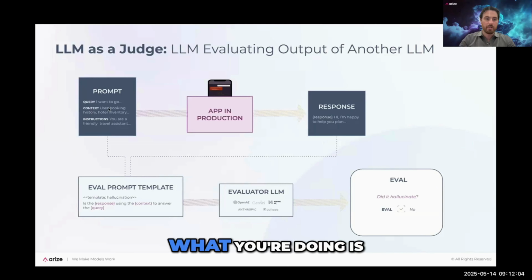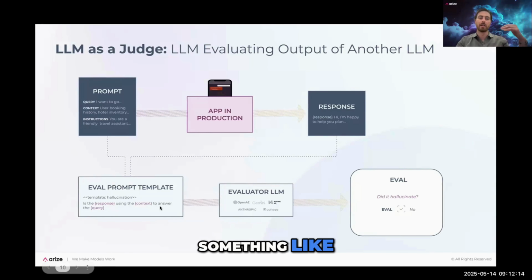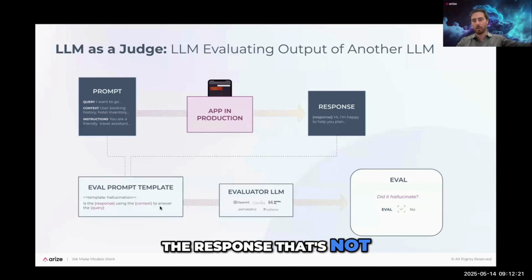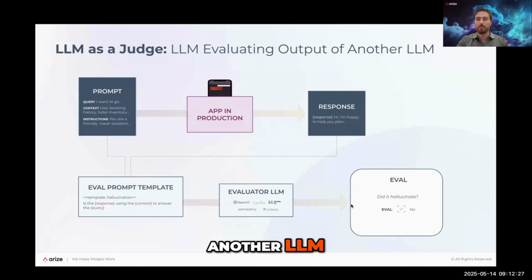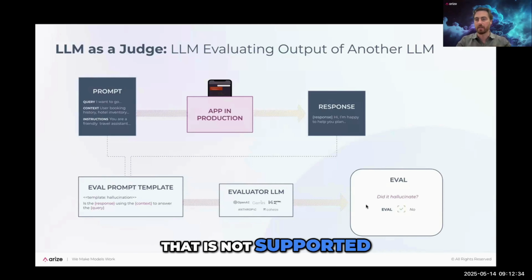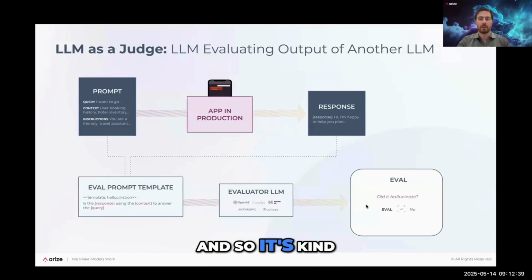With LLM as a judge, you're grabbing the query, the context, and the response, and forming a new template based on that information. It's usually asking something like, is the response fully grounded in the context that was retrieved? Is there anything in the response that's not supported by the context? You create a prompt with that, ship it over to another LLM, and have that LLM classify whether there's anything in the response that is not supported by the context. This is an example of a hallucination detection eval.